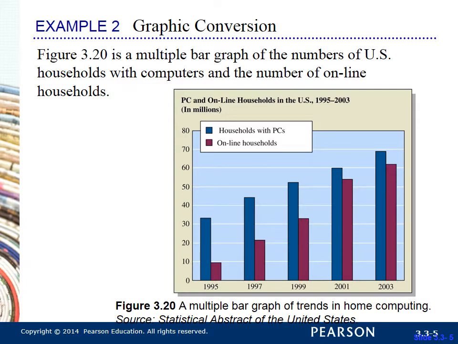And something else that's interesting to me is look at the proportion. Like in 1995, about a third of the households that owned a computer were online. Then in 1997, that red bar creeps up till it's almost half. 1999, it's well past half of those who have a computer are online.